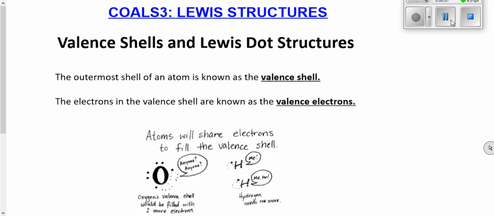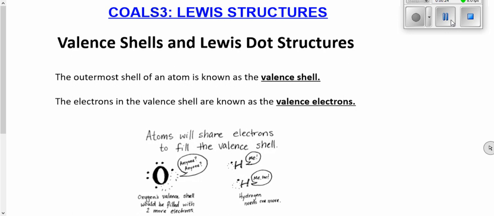Hello, grade 10s. In our last lesson, we learned about some of the properties we could determine from the periodic table. But one of the most interesting things that we learned was that because of an element's position on the periodic table, we could determine how many valence electrons it has.